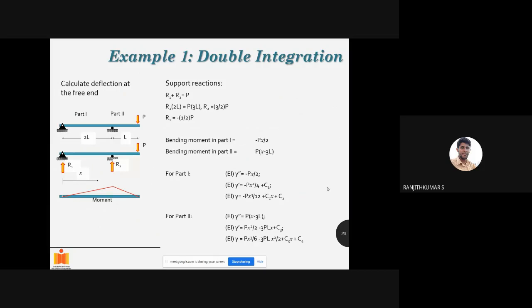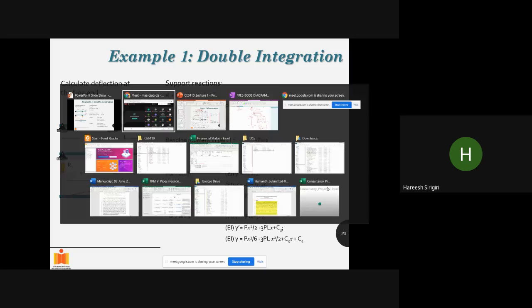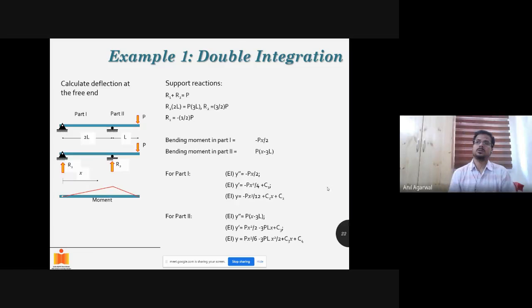Moment area method. Okay, that is one. Anybody else? Conjugate beam method. Fine. So you find the conjugate beam method handier, easier to use. And for trusses, which method do you prefer?